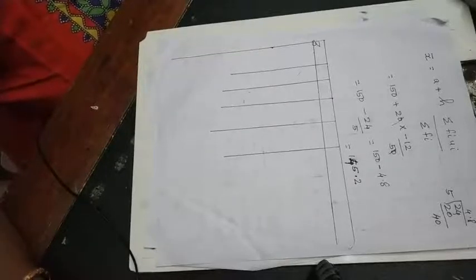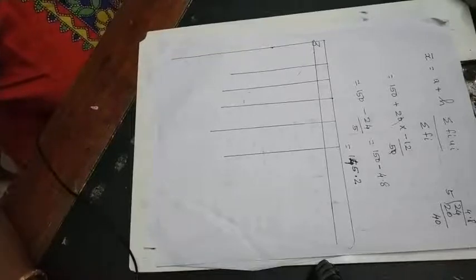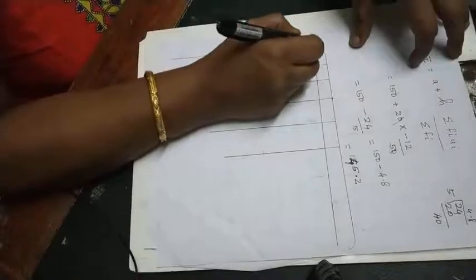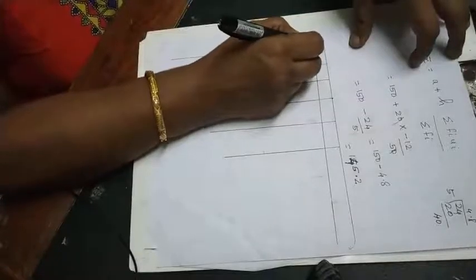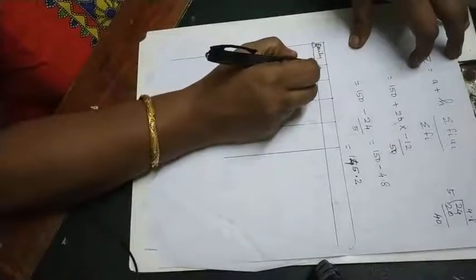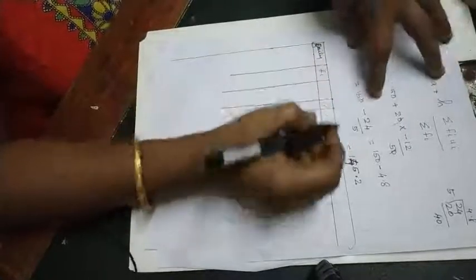Now the third one. The following distribution shows the daily pocket allowance of children of a locality. The mean pocket allowance is 18. Find the missing frequency. So you are asked to find the missing frequency. Here the daily allowance was given, then the number of children, that is the fi's, are given.